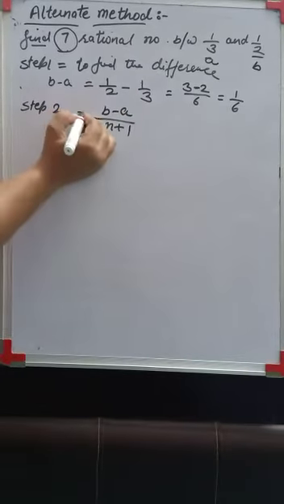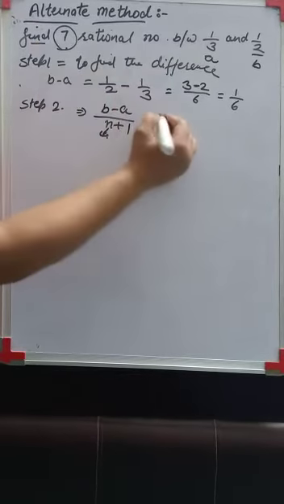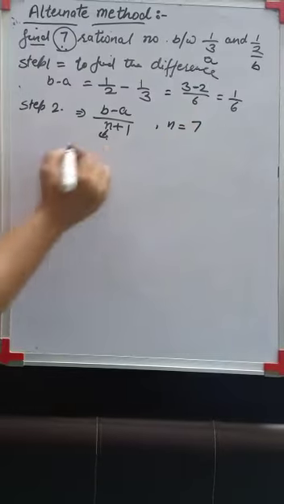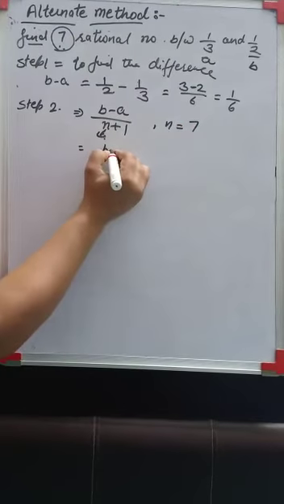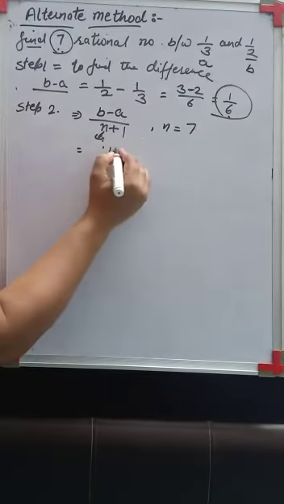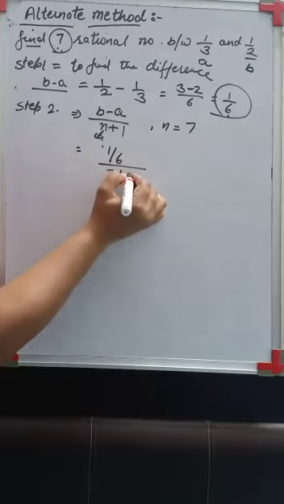I need to calculate this, but n is what? The number of terms, and how much? N is equal to 7 terms. So this will become B minus A, which I have calculated. It is 1 upon 6, divided by 7 plus 1.